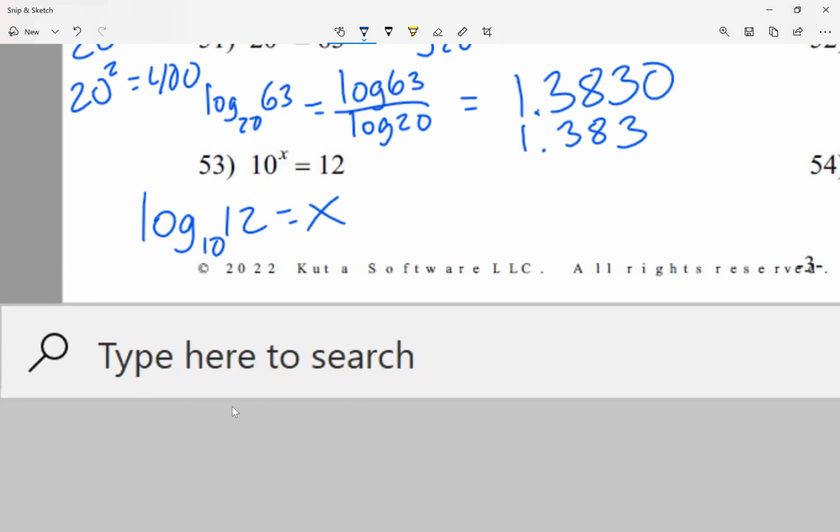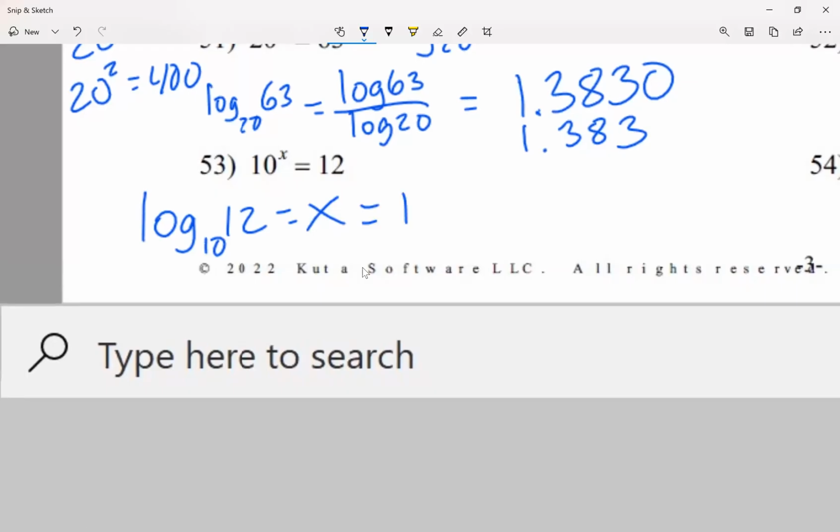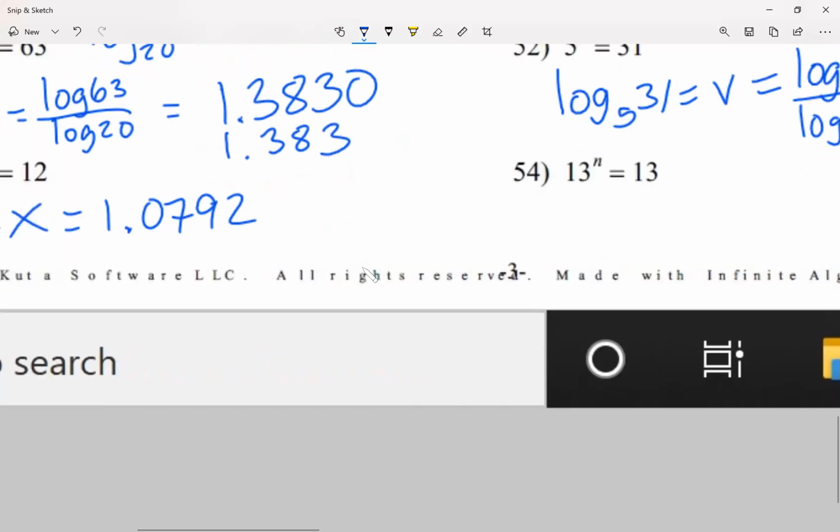Let me take a look at our calculator. Let me clear this out to begin with. Calculator, it does log base 10. Oh, so I'm just going to be able to type it in. Log base 10 of 12 is equal to 1.0792. Right, I'm rounding to 4 decimal places, so 1.0792. This one, I didn't have to go log of 12 divided by log of 10 because our calculator is always doing base 10. Just able to type it in.